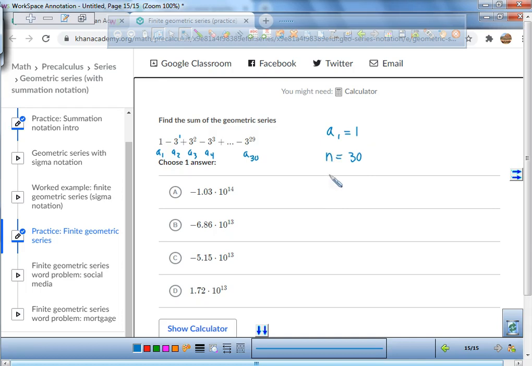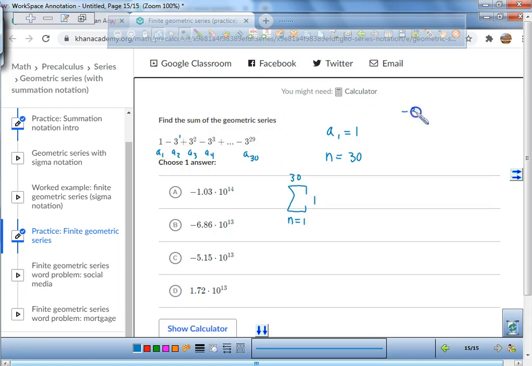Or I'm going to put an x for my summation. So here's what we're going to do. The summation of all of these. All right, it's not a very good sigma. But I'm going to put n equals 1. We have a total of 30 terms. My very first term is the number 1.